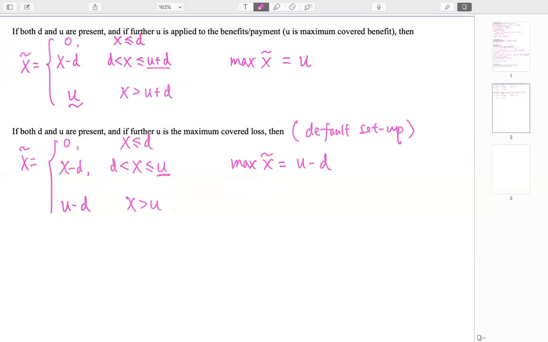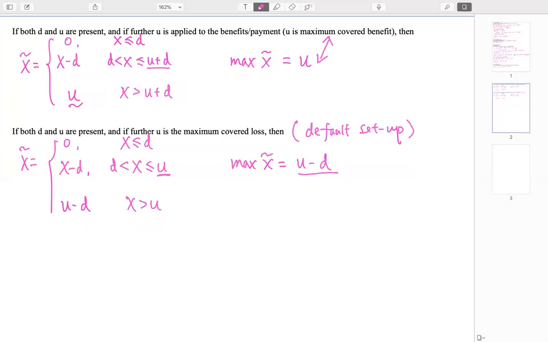Okay, but occasionally they can ask you the other setup, right? So when U is the maximum covered benefit, the interpretation is very straightforward. As you can see here, U is the maximum covered benefit. It is the maximum possible payment from the insurance company. If U is applied to the ground up loss and there is a deductible, the maximum payment from the company would be the covered loss, which is U minus the deductible. So that is the difference.